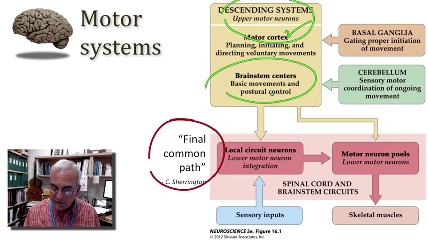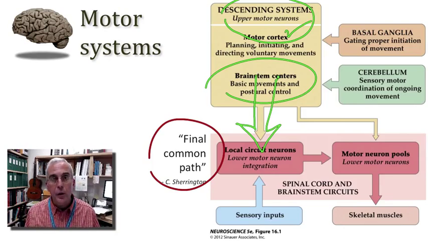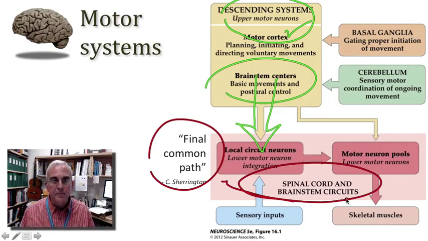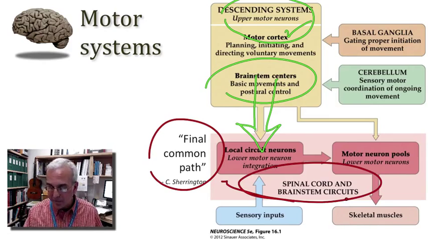So these descending systems of upper motor neurons are responsible for motivating the output of the lower motor neurons. They provide the go signal, if you will, that actually expresses the movement. They don't micromanage the movement. That's worked out at the level of our lower motor circuits in the spinal cord and brainstem, but rather they provide the command signals for the execution of that behavior.